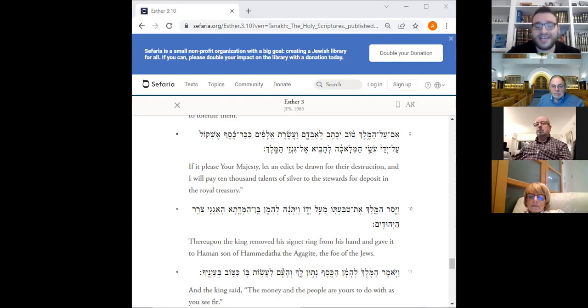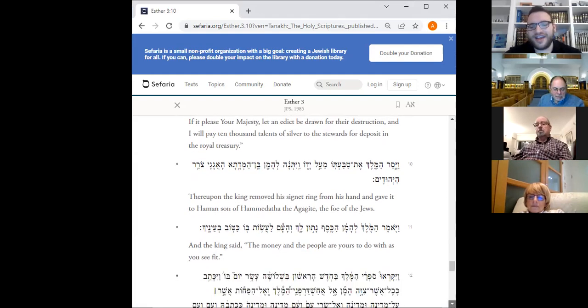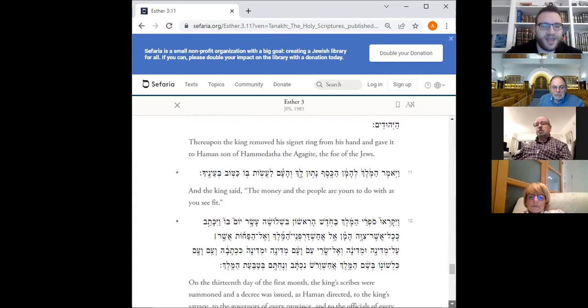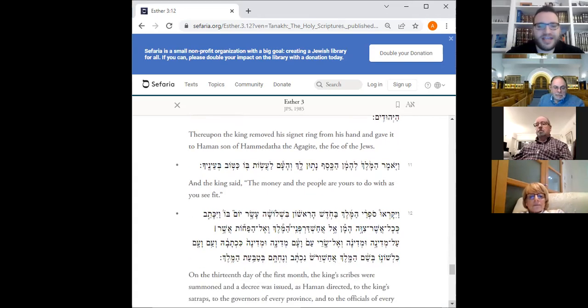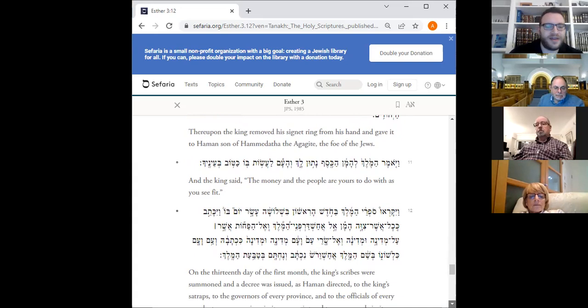It's one possible idea which could lead a king obsessed with power, obsessed with keeping power, to this rather counterintuitive act of taking off their signet ring, taking off their power, and assigning it to someone else. And the king then says, the money and the people are yours to do with as you see fit.